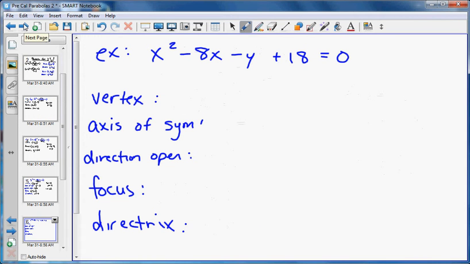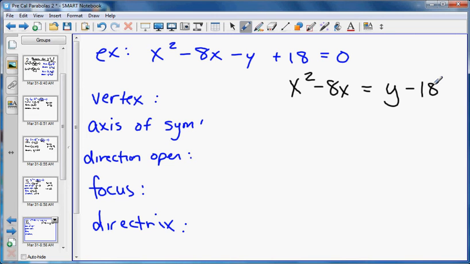Okay, this one, same process, but first we're going to have to get the equation in standard form, meaning we're going to have to do completing the square and some other things. So first of all, you notice that it is x that's being squared. So I want to leave the x's on the left side of the equation, move everything else over to the right side of the equation. So I'm going to leave x squared minus 8x right there. I'm going to add the y to the other side and subtract 18 to the other side.